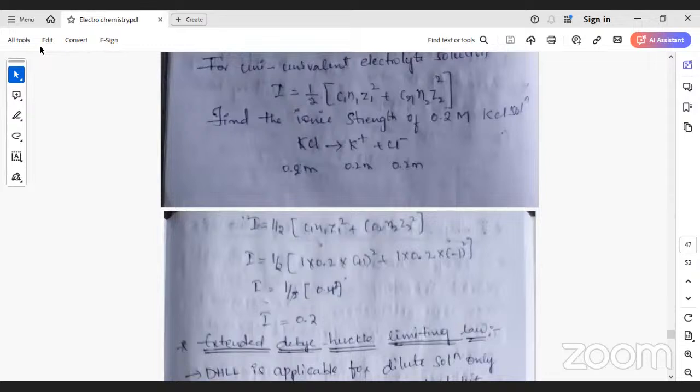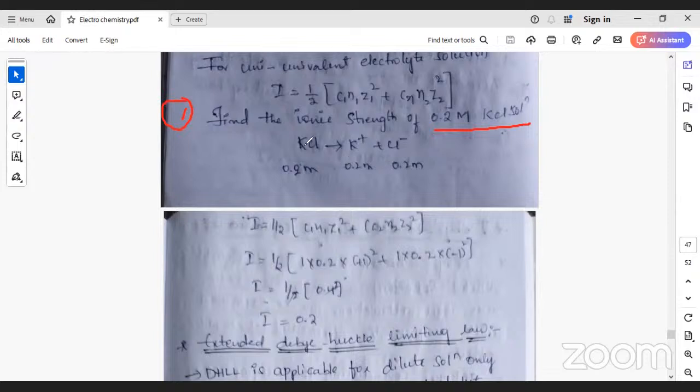One problem will be there. This is the problem, right? Find the ionic strength of 0.2 molar of KCl solution. Find the ionic strength of 0.2 molar of KCl solution, right?